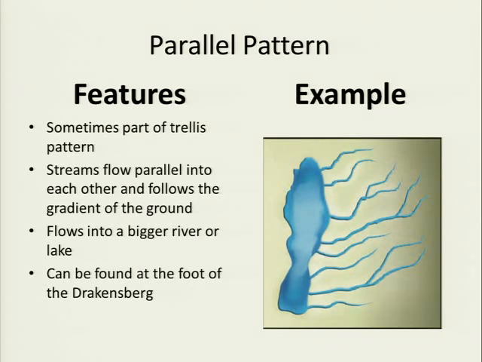And therefore, it can be found at the foot of the Drakensberg. Do you see? It does follow the trellis pattern up to a point where everything flows into a lake or a big river. That is the difference. The parallel pattern flows into a river or a lake, whereas the trellis pattern is a stream that flows eventually into the sea.